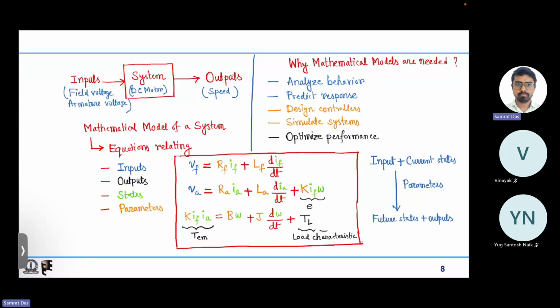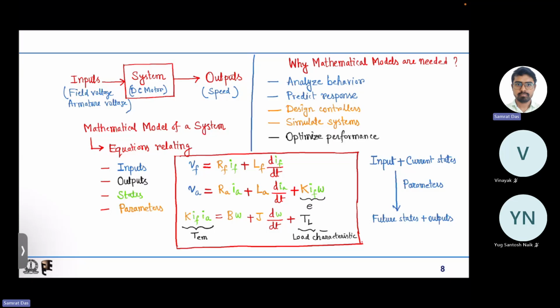So before the break we have discussed what we mean by a system, taking the example of a DC motor, and the different components or parts of a system, like the inputs. Any system will have certain inputs and certain outputs. For a DC motor, we discussed that the field voltage and armature voltage are the inputs that you excite your system with, and the output that you generally observe is the speed.